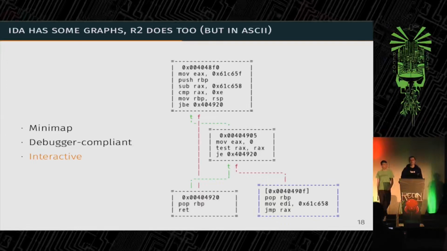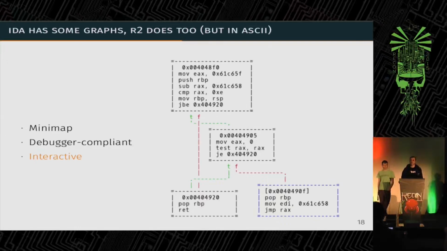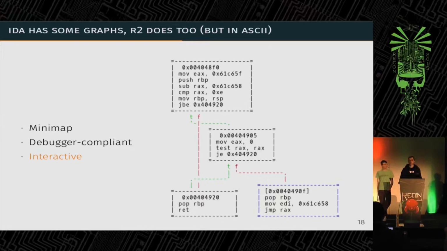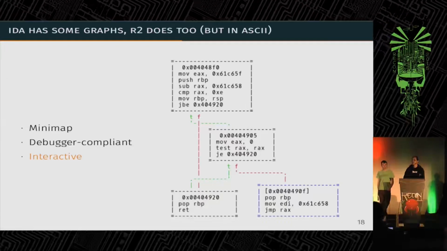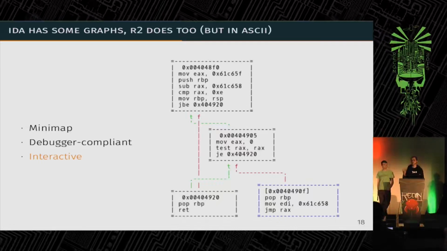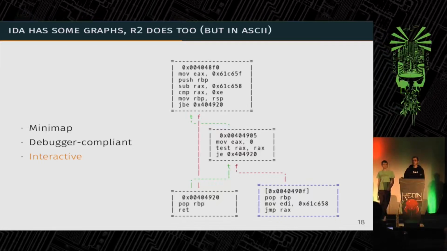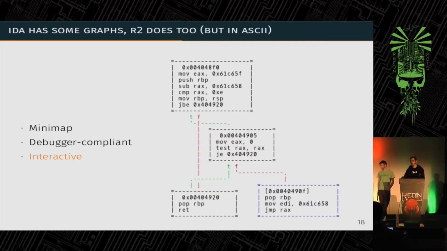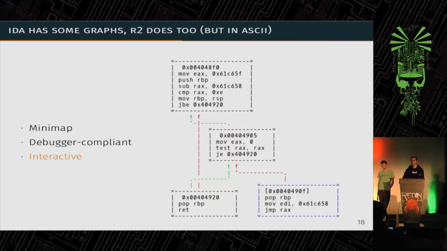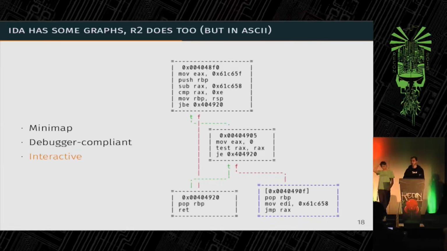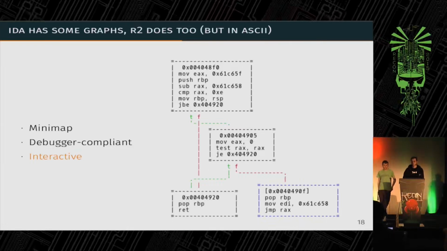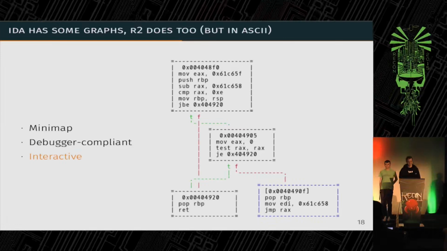We don't have a sexy GUI. We have some shell. And one day your great Spanish leader woke up and implemented this. There is also a minimap. If you don't care about the instructions and you just want to show the graph, you can. It's debugger compliant, so you can step into the graph. And it's completely interactive. You can move the graph around. And this is really great, I think. IDA doesn't have this.